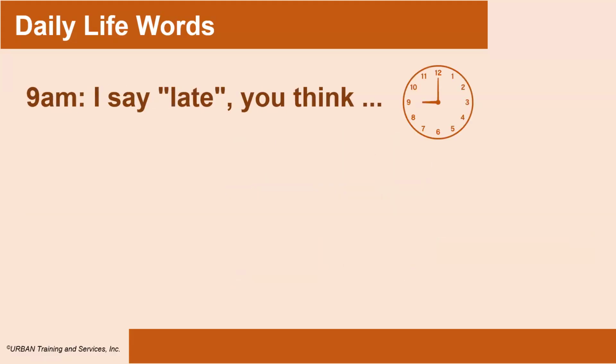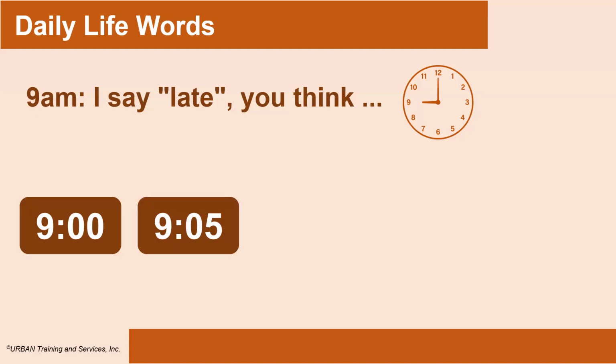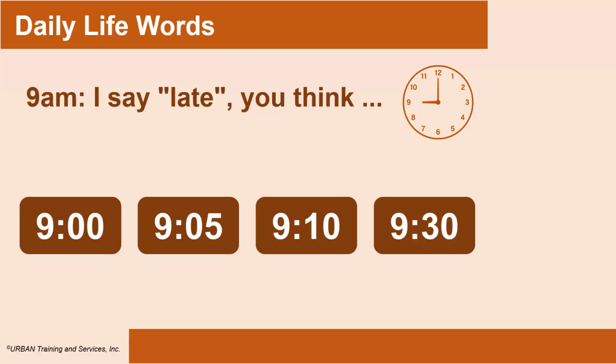Also, the word late can be misinterpreted. Let's say it's 9 o'clock. We said we would meet at 9. And at what time exactly would you say I am late? Am I already late at 9? Because when we meet at 9, I should have arrived before 9. Or are 5 minutes okay? But if I'm later than 5 past 9, then I'm late. Or would you give me 10 minutes or half an hour or possibly an hour? When do you think I'm late?